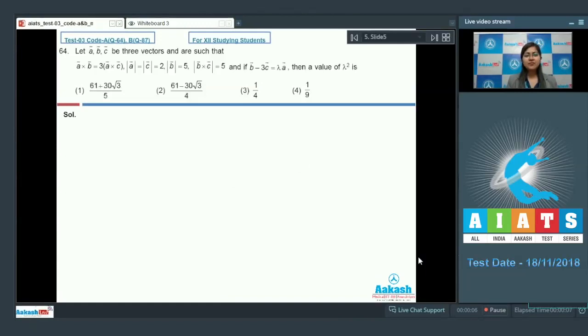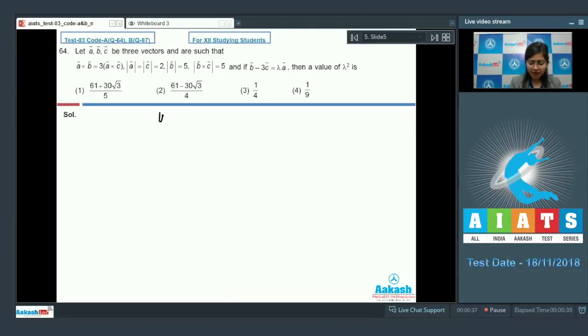Next is question number 64, that is, let A, B, C be 3 vectors such that A cross B vector is equal to 3 times A cross C vector, magnitude of A vector is equal to magnitude of C vector is equal to 2, magnitude of B vector is equal to 5, magnitude of B cross C vector is equal to 5, and if B minus 3 into C vector is equal to lambda times A vector, then the value of lambda square is, right?